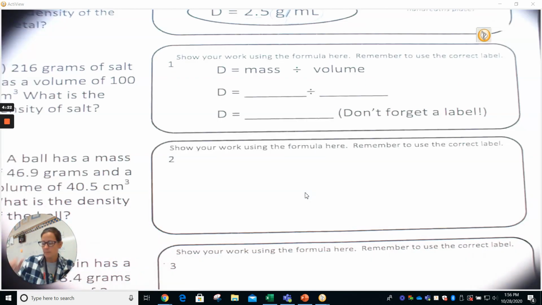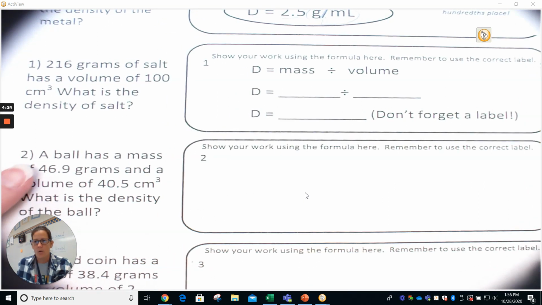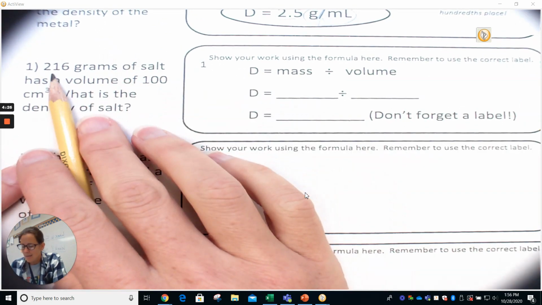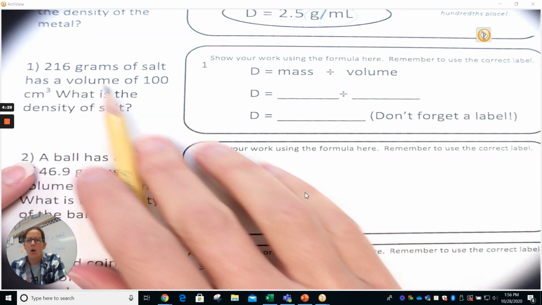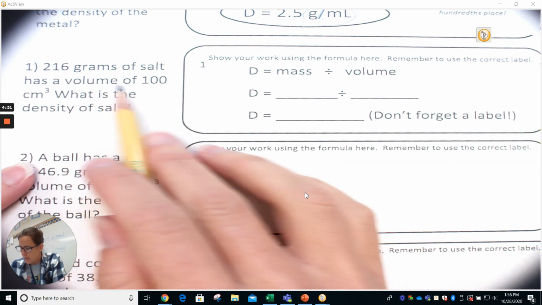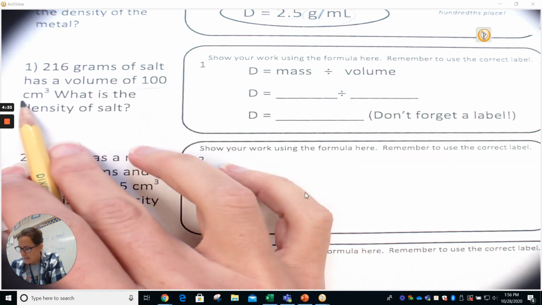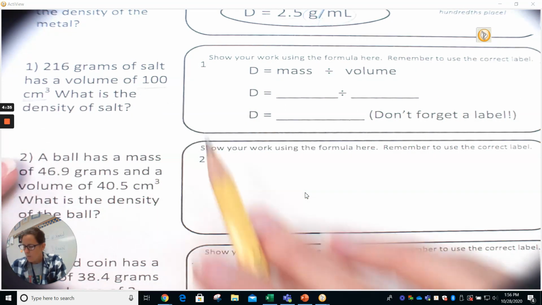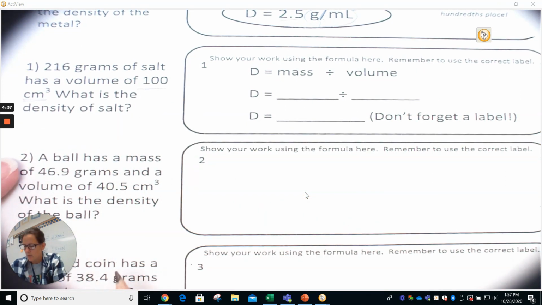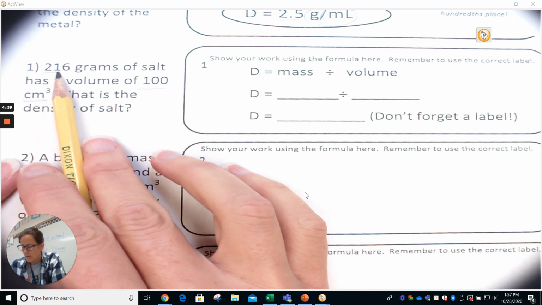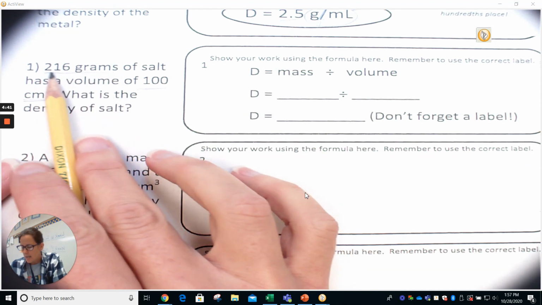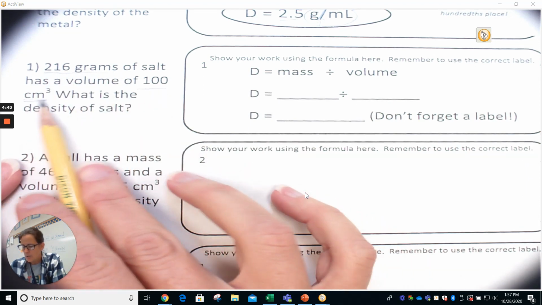All right, so our question is: 216 grams of salt has a volume of 100 centimeters cubed. What is the density of salt? So we've got 216 grams and we've got 100 centimeters cubed.